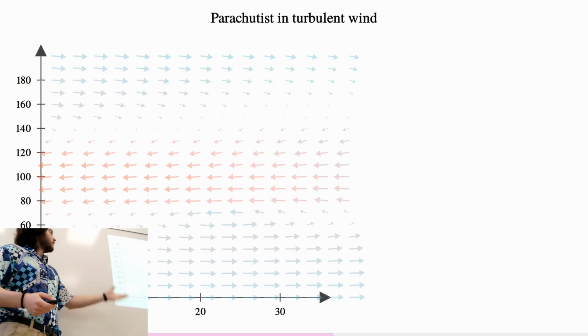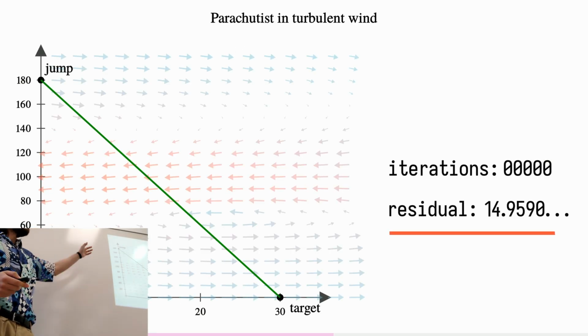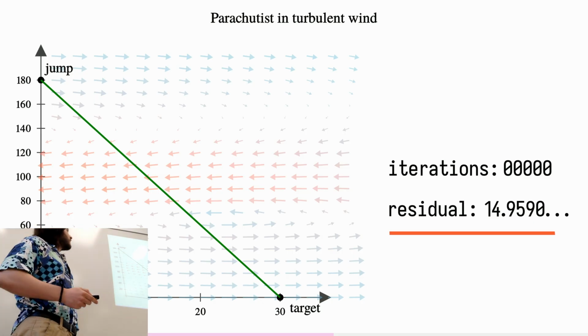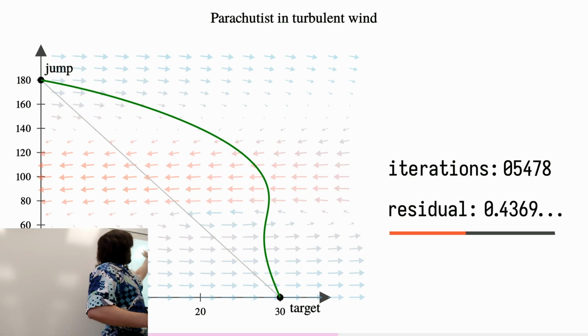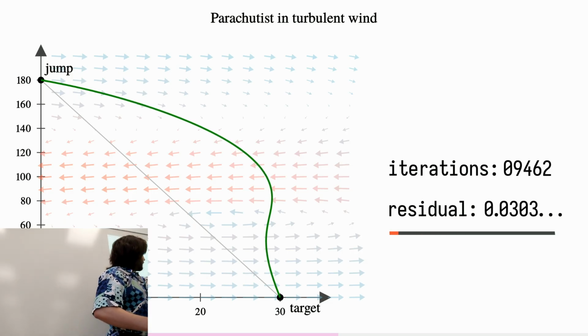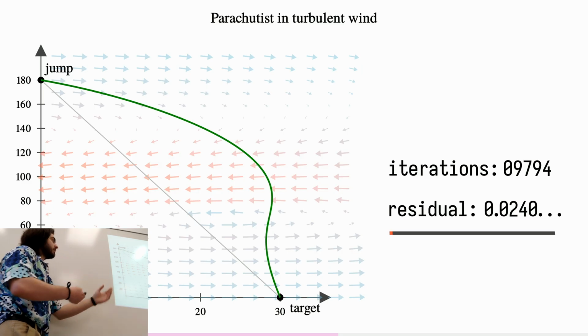Right. And here we have, again, a quick example of a force system. Now we have a parachutist that moves through a wind field, and if we let the system evolve, we see that the parachutist has to move, overshoot the trajectory, to be carried with the wind to the target.